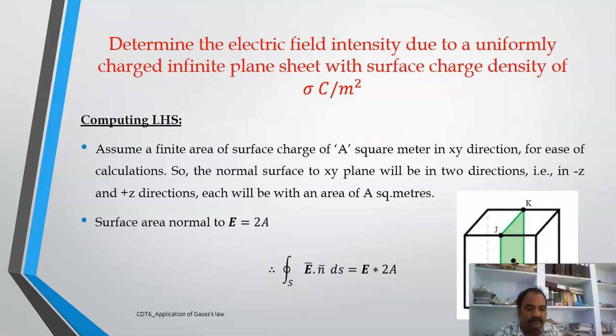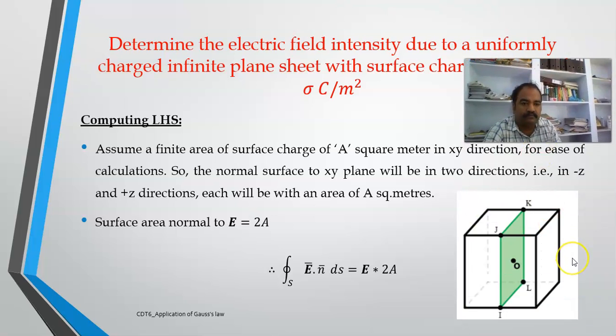Now you see, assuming that this is a plane, assume a finite area of surface charge A square meter in the xy direction for ease of calculations. Now let us suppose this surface area is in the xy plane. If you carefully see, the field will be in either of these directions, isn't it? It will be in the plus z direction and also in the minus z direction. So if this is the area of the charge, isn't it? Now this is the area of charge.